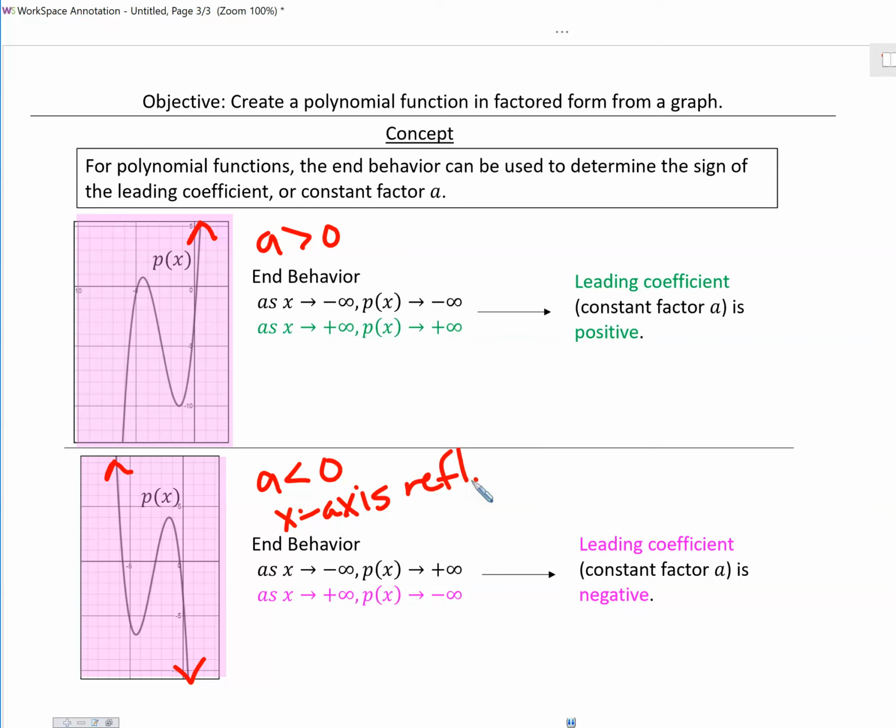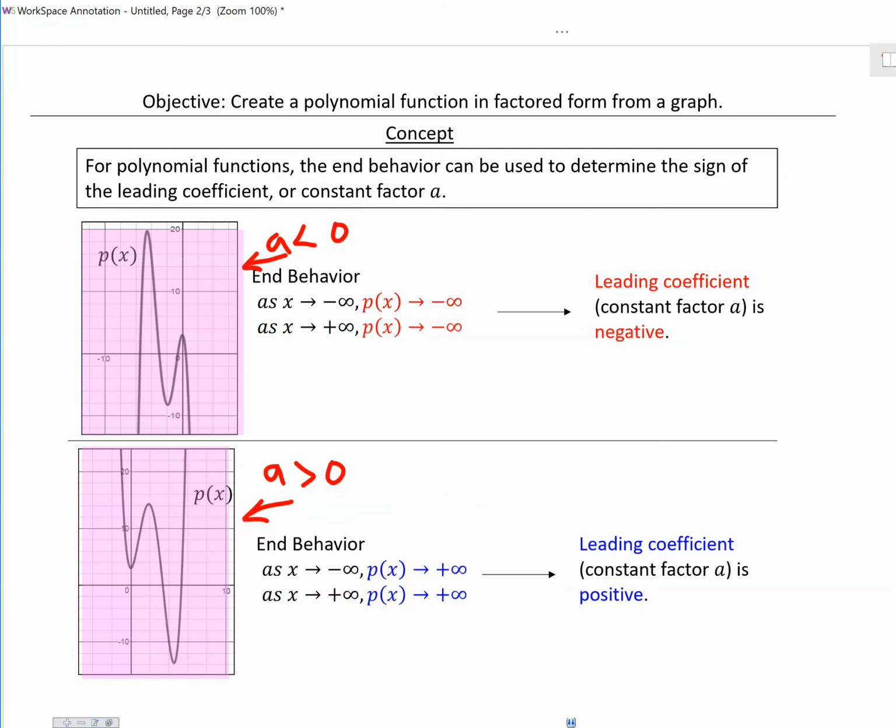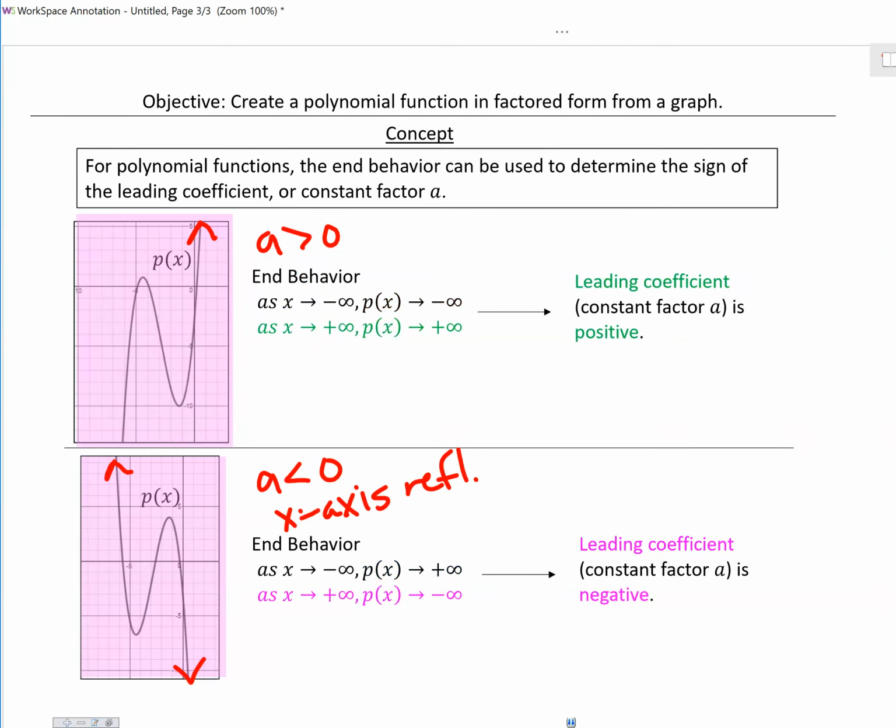If you want a simple thing as a backup: notice that if both of your ends are going down to negative infinity, your a value is going to be negative. If both of your ends are going to positive infinity, your a is going to be positive. To make them the same, you can just focus on the right end. If the right end is going to negative infinity, a is negative. If the right end is going to positive infinity, a is positive. And that actually works for our cubics also.